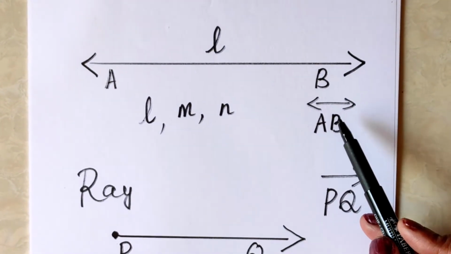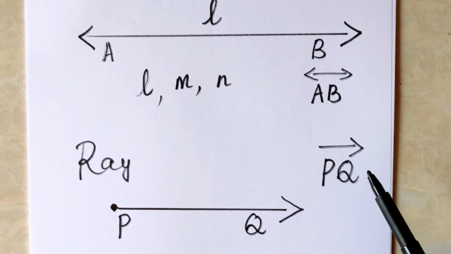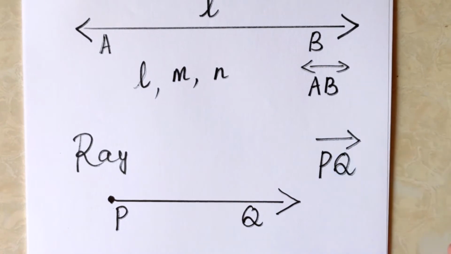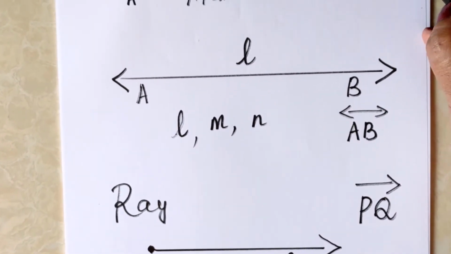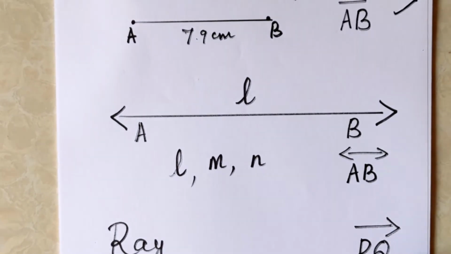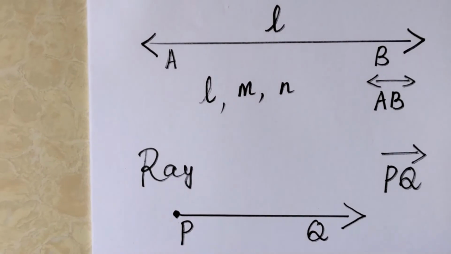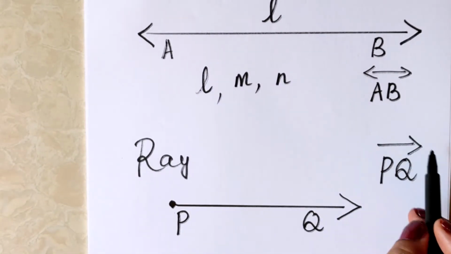A line has no definite length. It cannot be measured. And a ray also cannot be measured. Why? Because on one side it is extended infinitely. So only line segments can be measured, but a line and a ray cannot be measured. Remember these two points. A ray is also written as PQ with the symbol.